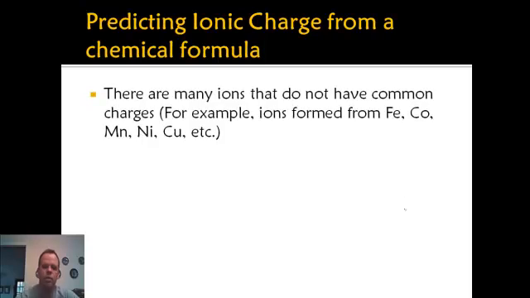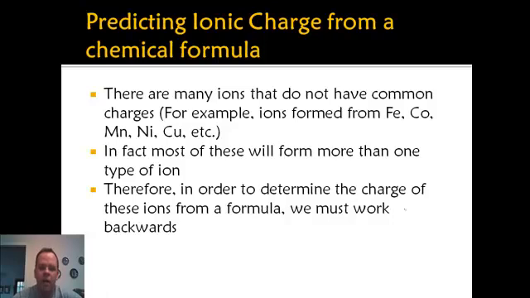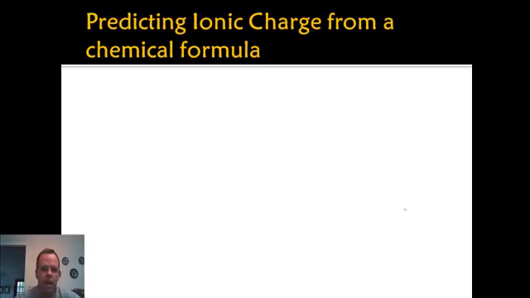To predict what a charge is, we're looking at ions that do not have a common charge, such as many of the transition metals like iron, cobalt, manganese, nickel, copper. In fact, many of these form more than one ion, so that's why we don't have a common charge that we memorize. To figure out the charge, we have to work backwards from the formula and determine the charge. And because there's just no way from looking at the periodic table to know what the charge is, we have to communicate in the name what the charge of the ion is going to be.